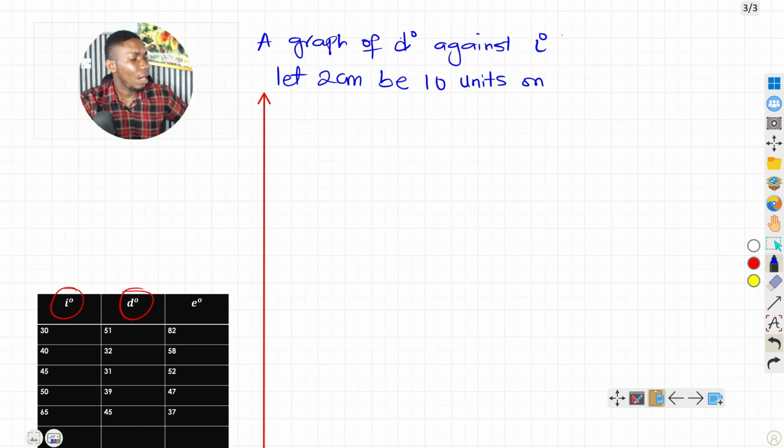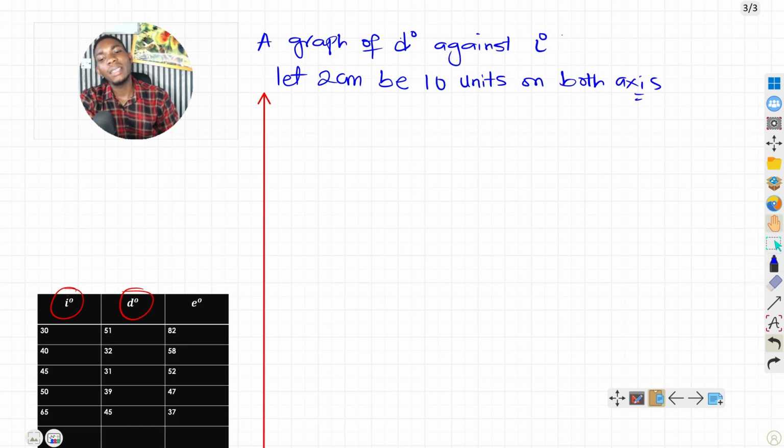Let me check our graph here to see if it will work. 2 to 10, that is 12. So here is 1, 2, 3, 4, 5, 6, 7, 8, 9, 10, 11, 12. It actually worked. So you say 2 centimeters be 10 units on both axes.